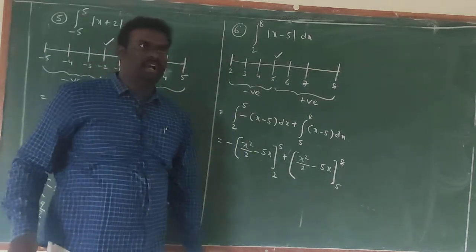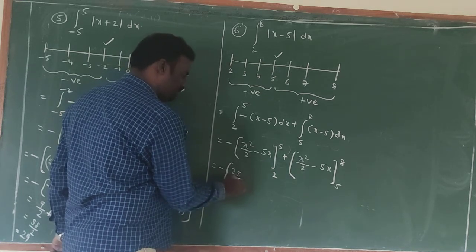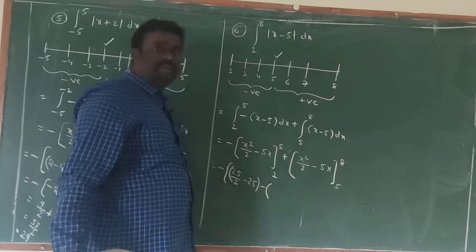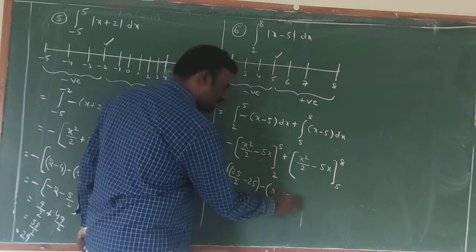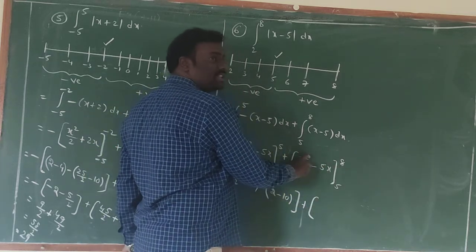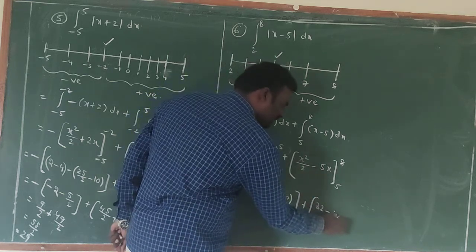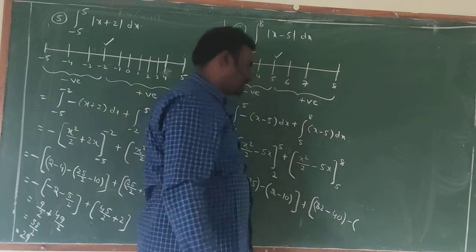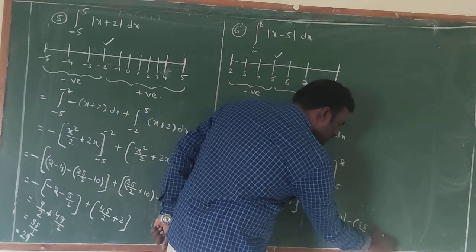First we will substitute the upper limit. What is the upper limit? 5. 5 square is 25 by 2, 5 fives are 25. Minus, we need to substitute the lower limit. What is the lower limit? 2. 2 square is 4 by 2 is 2, minus 5 twos are 10. Next again, the upper limit. What is the upper limit? 8. 8 square is 64, 64 by 2 is 32, 5 eights are 40. This is the upper limit, 32. Next, lower limit 5. 5 square is 25 by 2, minus 5 fives are 25.